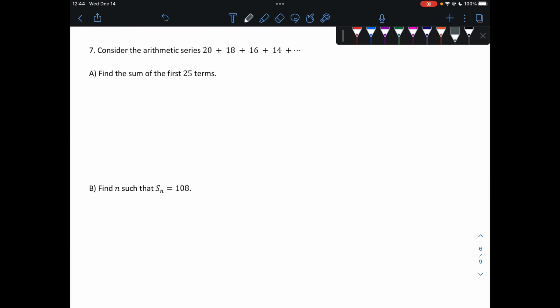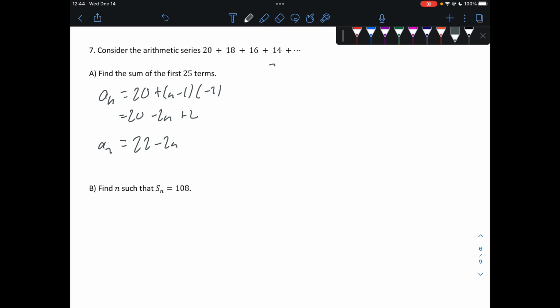All right, number 7, consider the arithmetic series. Find the sum of the first 25 terms. So let's first write out the nth term, right? We got 20 plus n minus 1 times negative 2, 20 minus 2n plus 2, 22 minus 2n is the nth term.